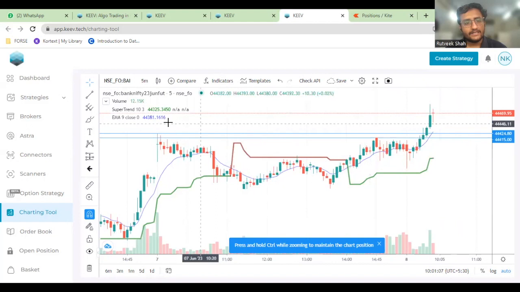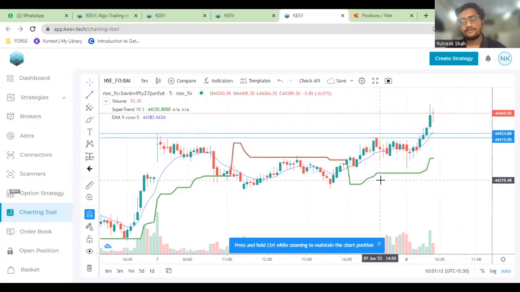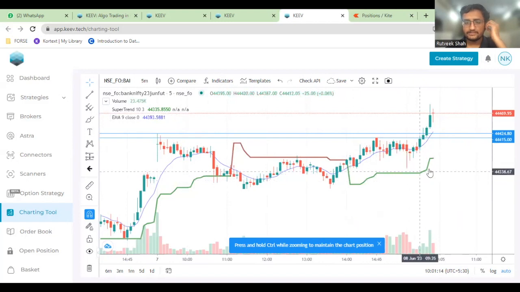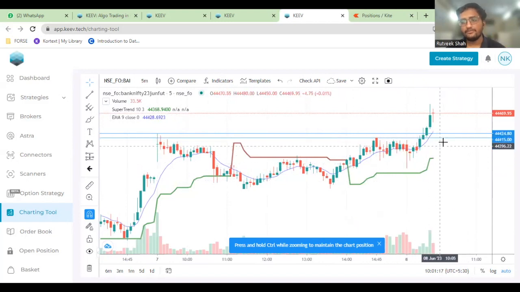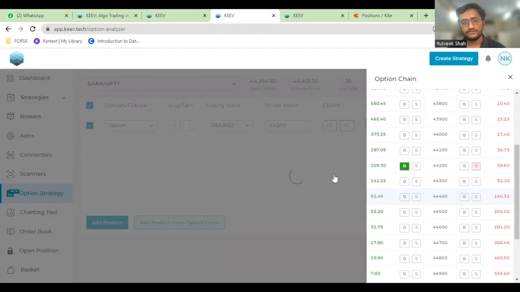So you can see that the 9 EMA is currently near the pullback level here. If there is a pullback, then there is a high possibility that Bank Nifty will fall till 44,400 or 44,300. So to get exposure on this position, let's sell the 44,200, a bit safer side, put option.